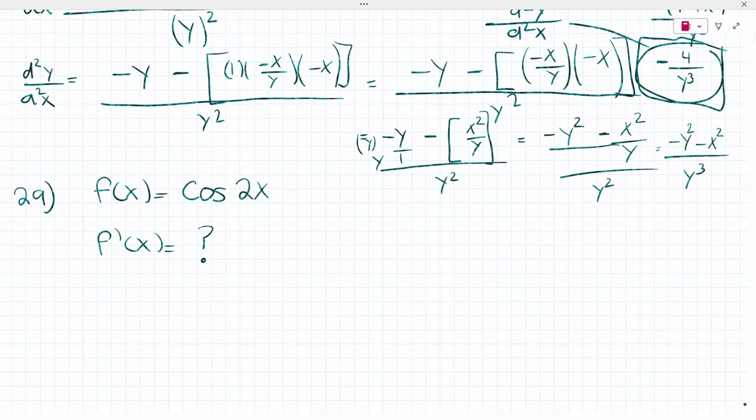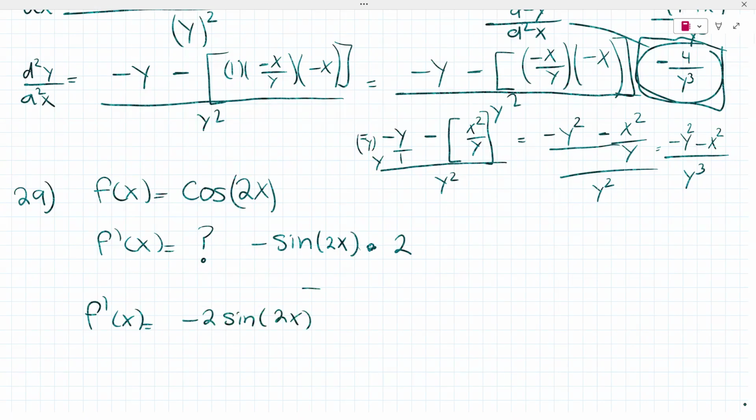So what's the derivative of cosine? It is negative sine, and then leave the 2x alone, right? And then what you do is take the derivative of 2x, which is 2. So f prime of x is going to be, you put the 2 in front, so this would be negative 2 sin of 2x. Okay, so that's your final answer.